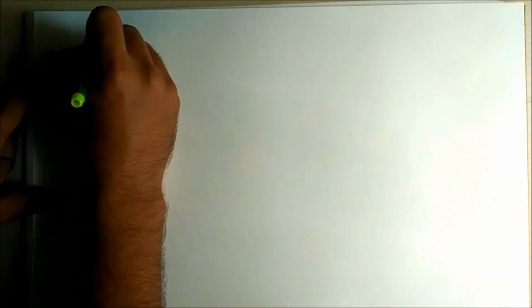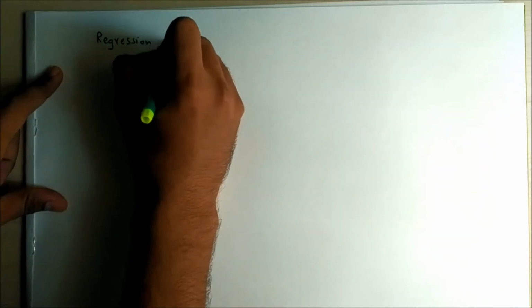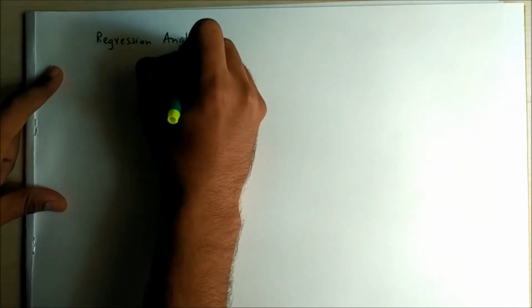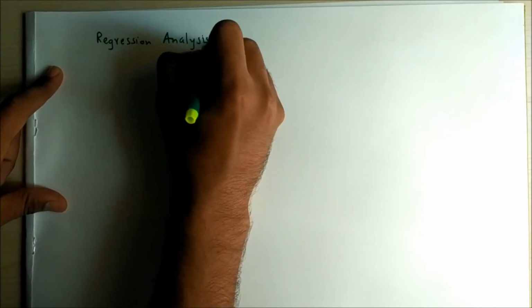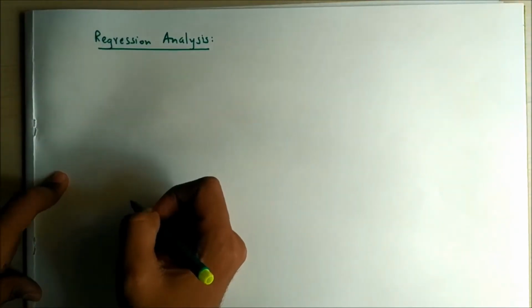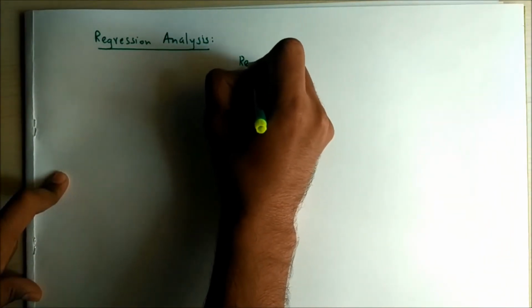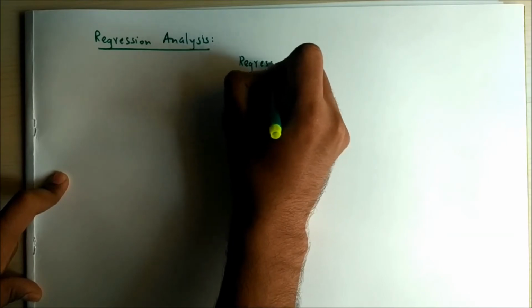Hello friends, today we'll be talking about regression analysis. Yes, now what exactly is regression analysis? Regression analysis is the technique of finding the missing values of one variable when the value of another correlated variable is given. Now, to find the missing values, we require regression equations.